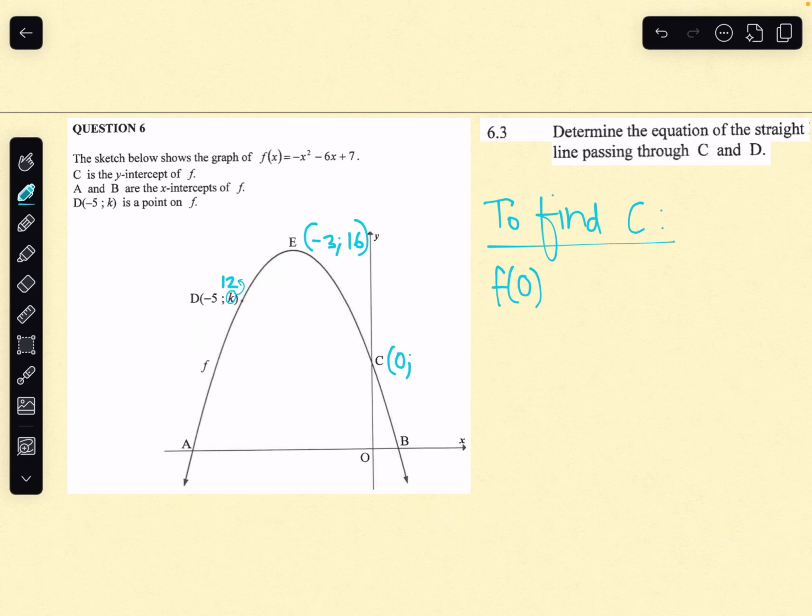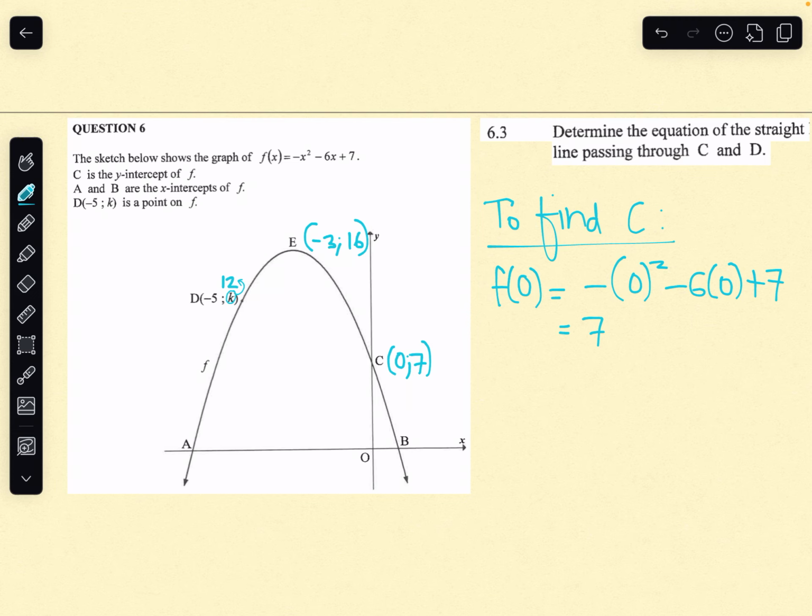So we are solving: what is the value of the function when x is equal to 0? That will be minus 0 squared minus 6 times 0 plus 7. So that term disappears, that term disappears, we're just left with the 7. So we know that the y coordinate is 7.